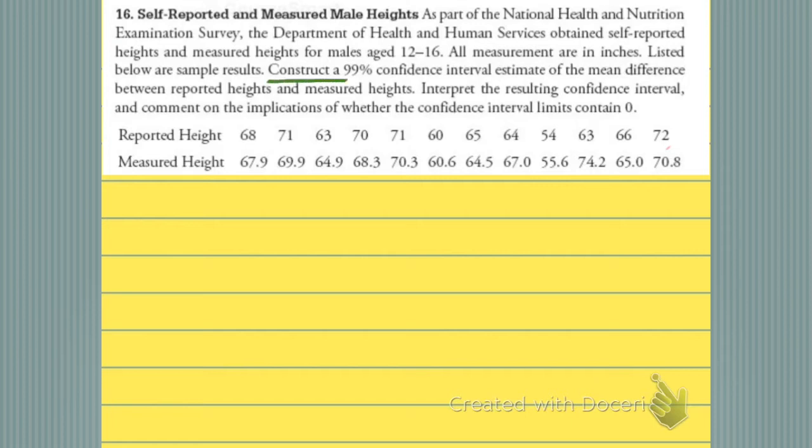Listed below, we want a 99% confidence interval of the estimate of the difference of means, and interpret the results of the confidence interval, mainly its implications on whether the confidence interval includes zero. What does that even mean? Let's go get the confidence interval and then we'll talk about its consequence.